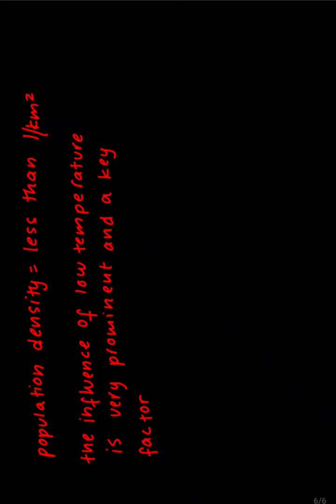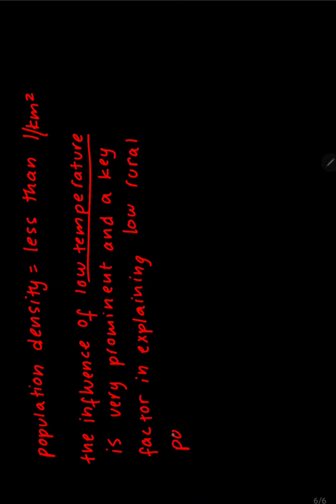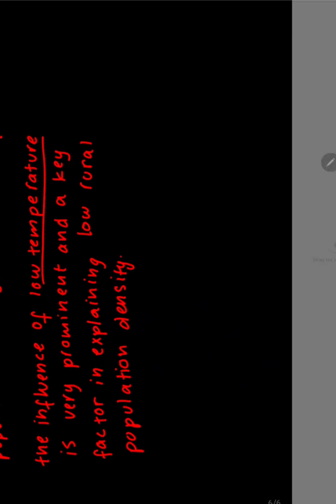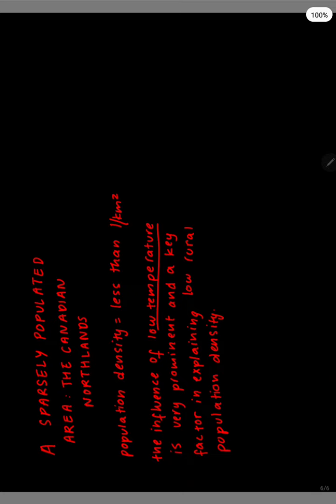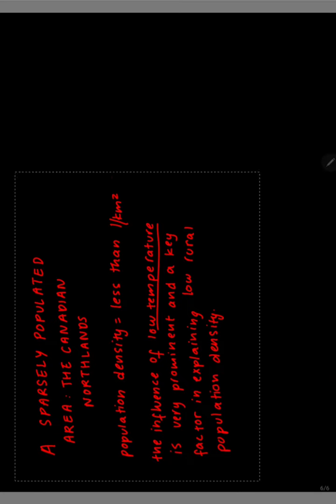So I'd start off my case study by saying that the Northlands are an area of North America that has a population density of less than 1 person per kilometer, and that the influence of low temperature is very prominent, and it's a key factor in explaining the low rural population density. So next I'm going to talk more about the factors.